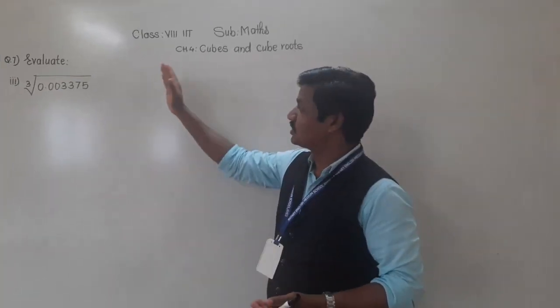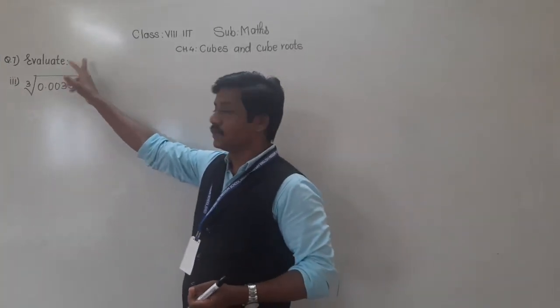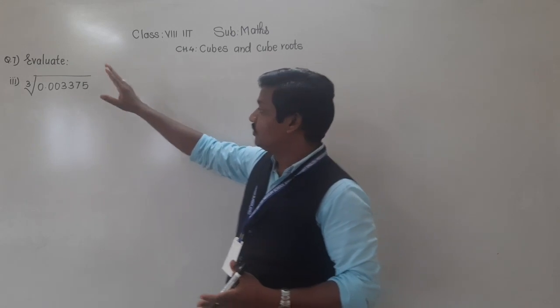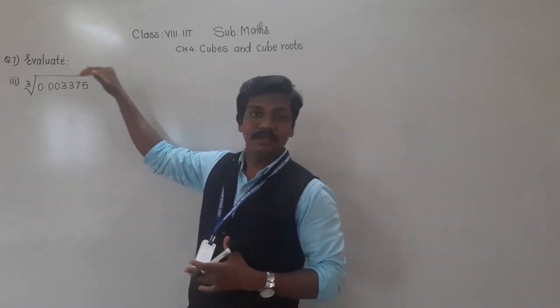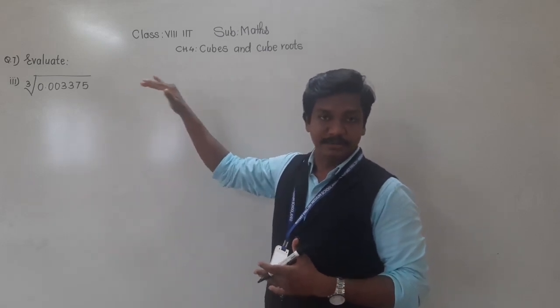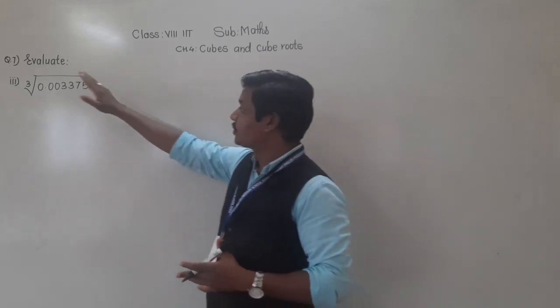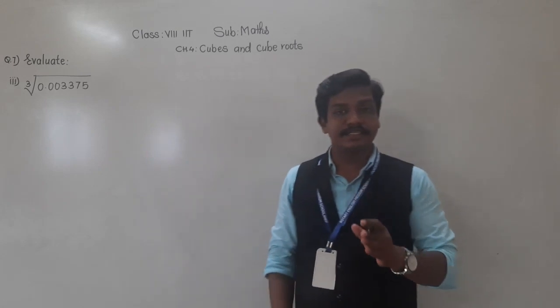Let's see now question number 7. Evaluate. Here we have to find the cube root of decimal numbers. Cube root of decimal numbers. Understood? So in this question number 7, there are 3 examples.